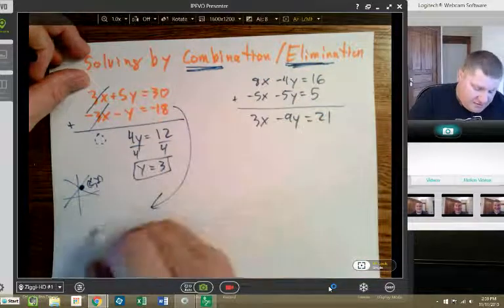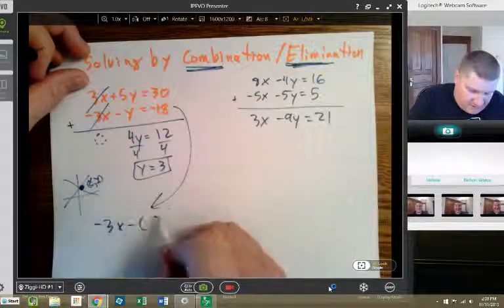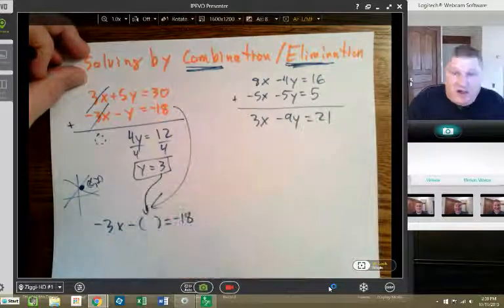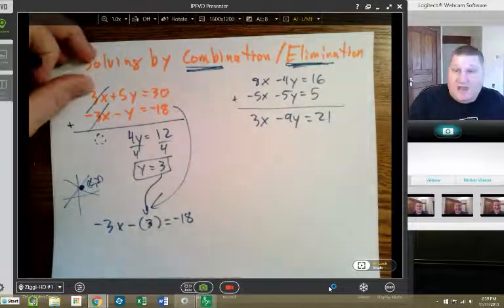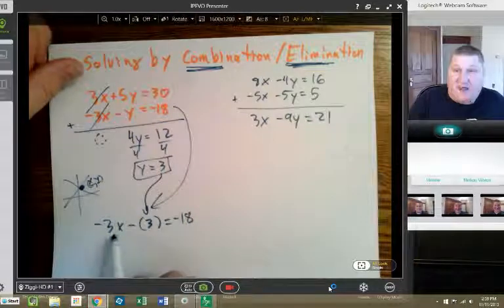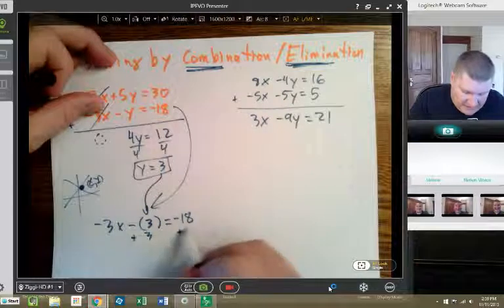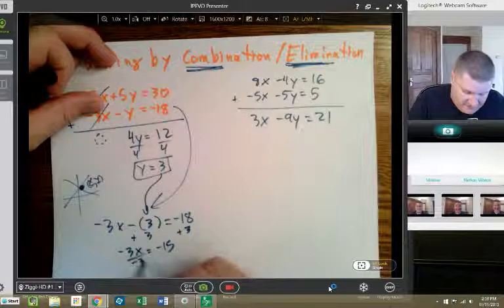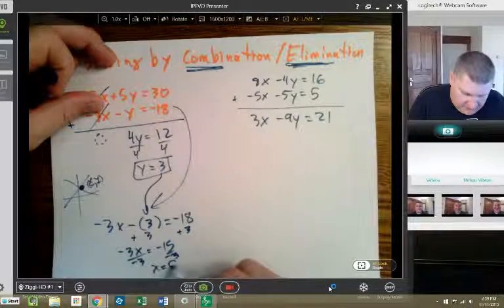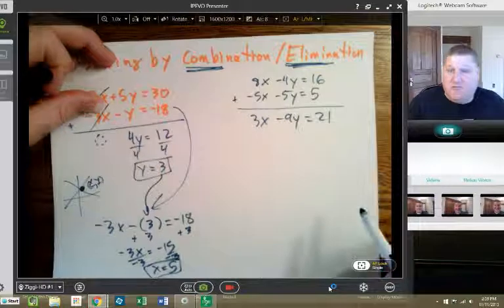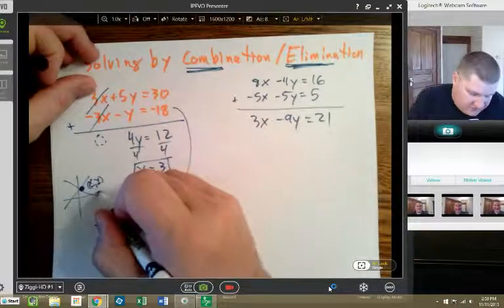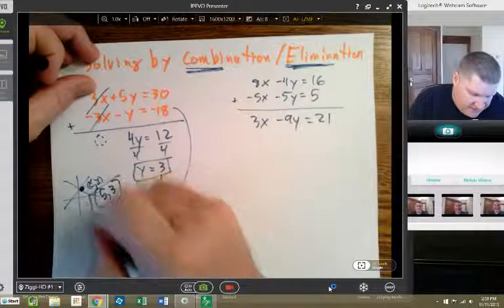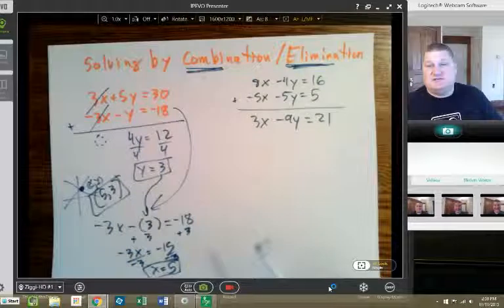I'm going to take the bottom equation, negative 3x minus something equals negative 18. I'm going to take this y that is a 3, I already know it now, I'm going to plug it right in. And if I do that, I now have 1x that I can solve for. So I'm going to add 3. Negative 3x equals negative 15. Divide both sides by negative 3. X equals 5. If x equals 5, now I know that they cross at 5, 3. And that is my solution. And they have one solution.